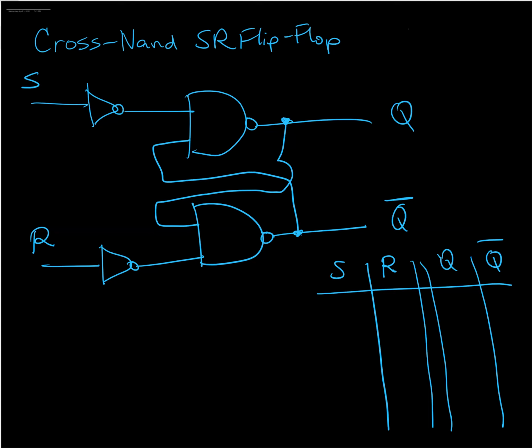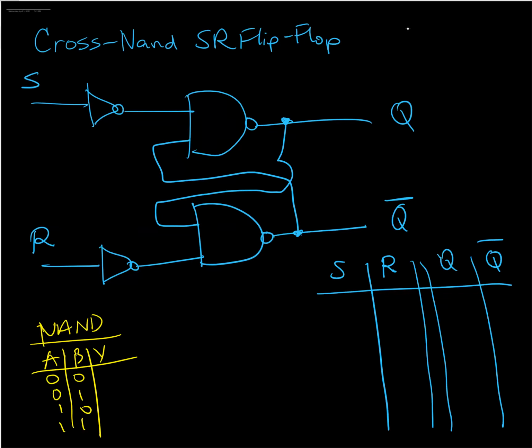So let's write a little note for ourselves here to remind ourselves how the NAND gate works. With inputs A, B, and output Y: 0, 0 gives 1; 0, 1 gives 1; 1, 0 gives 1; 1, 1 gives 0. So a NAND gate will only be 0 when both inputs are 1. Okay, so possible values for our truth table, I'm going to have 0, 0, 1, 0, 0, 1, 1, 1.